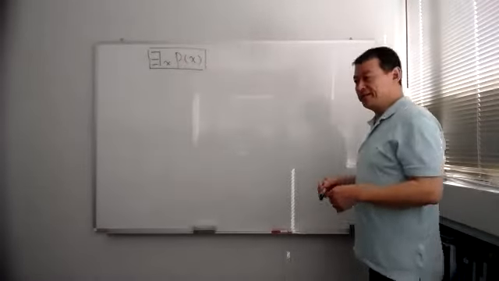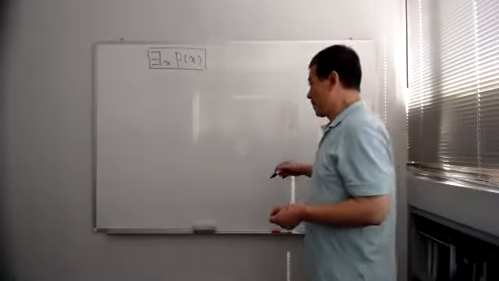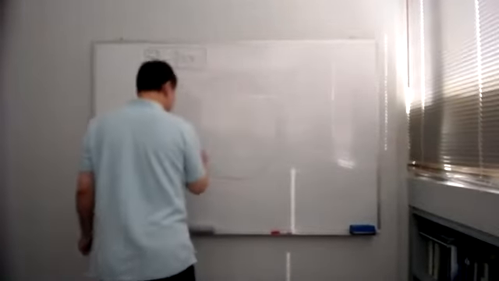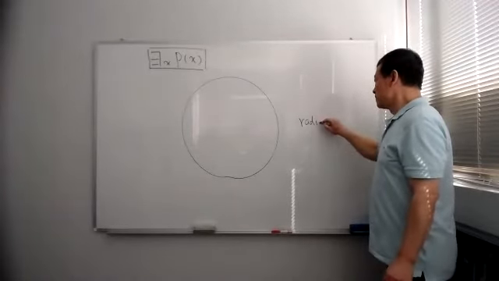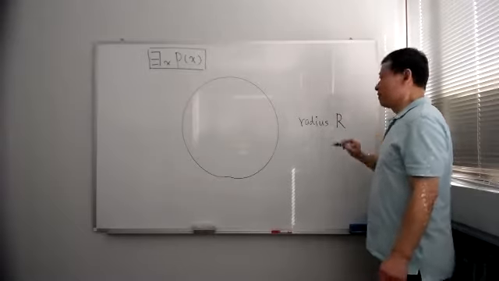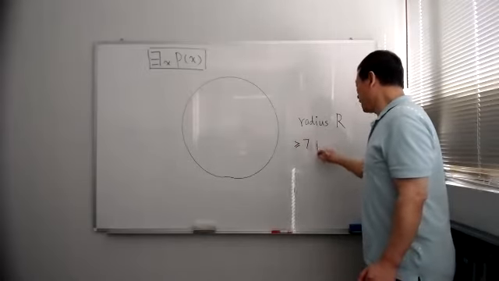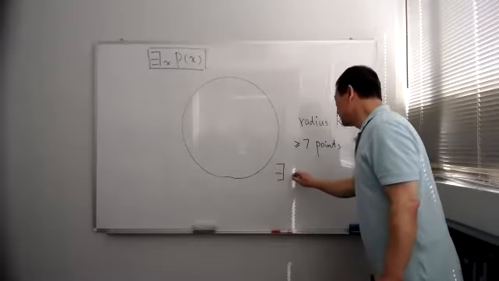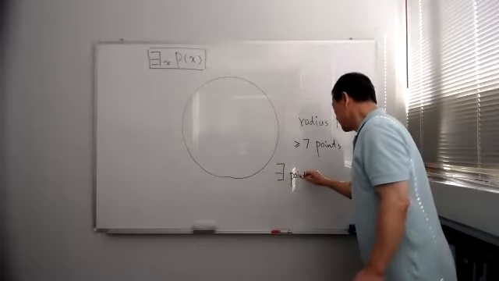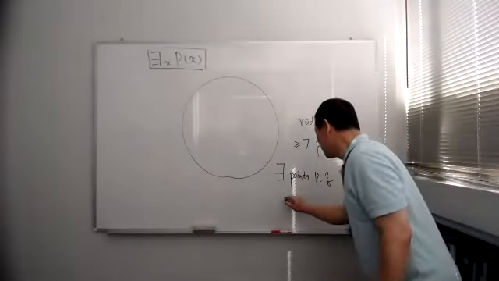Okay. So first, a non-trivial example, a simple example I will give you is the following. We have a circle of radius r. I want to show you that if we have at least 7 points inside the circle, then the claim is there exist 2 points P and Q whose distance is at most r.